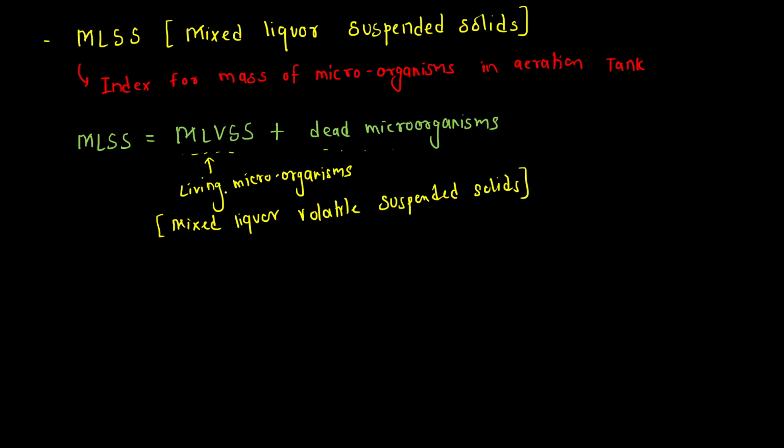So as you can see, this MLVSS gives a better representation than MLSS. Why? Because it only considers living microorganisms. See, in this activated sludge process, we only need the living microorganisms. These dead microorganisms are not much important to us. So hence MLVSS gives a better representation than MLSS. So these are all the theory points that will be required here.